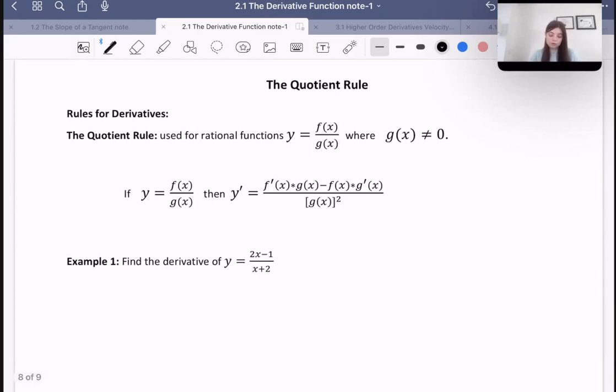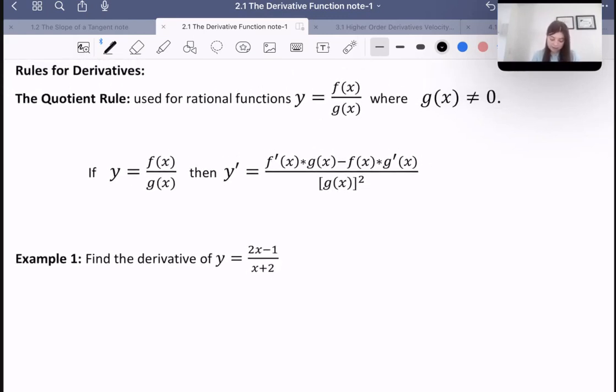So basically, the quotient rule is when we have one function divided by another function, and we're looking to find the derivative. And of course, the denominator cannot be equal to 0, just like always. It states that if y is equal to f of x over g of x, then y prime, our derivative, is equal to the derivative of the top times the bottom, subtracting the top times the derivative of the bottom. And all of that's over the bottom squared. So let's see if we can do that with this next example here.